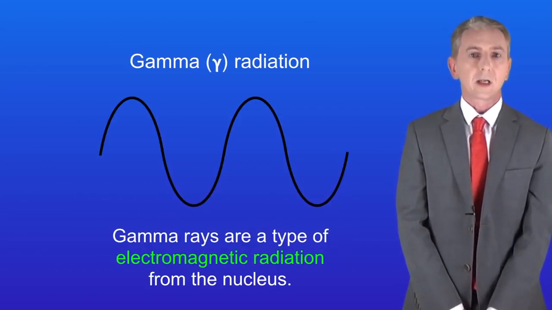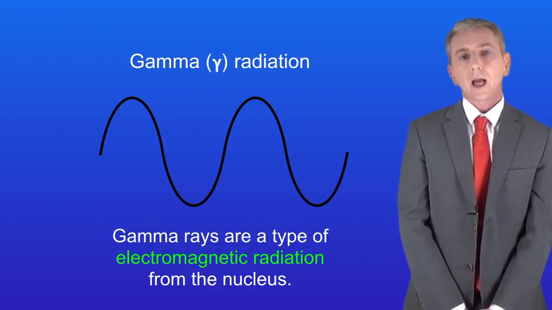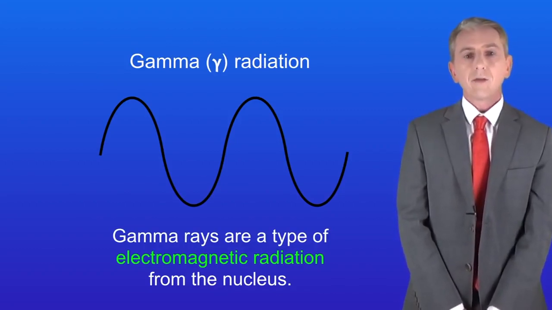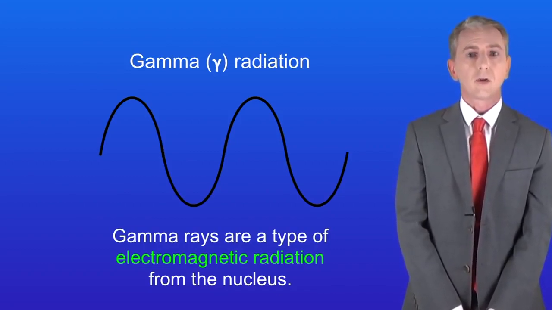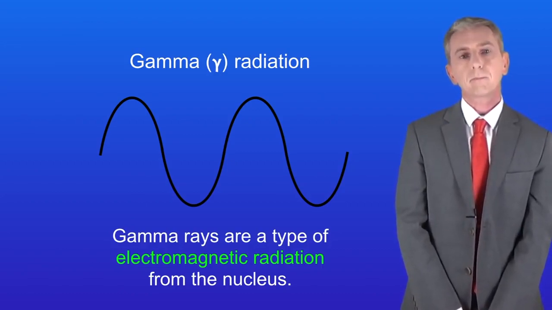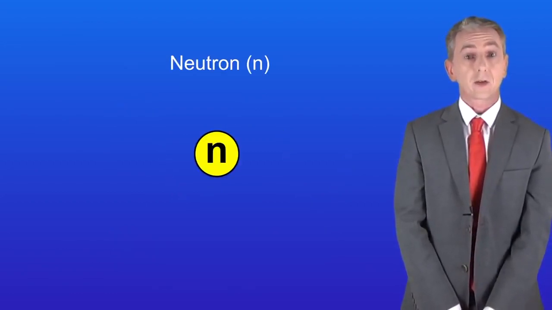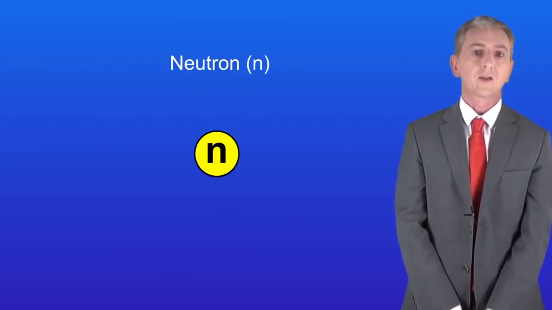Okay, the third type of radiation is called a gamma ray. Gamma rays are not particles. They're a type of electromagnetic radiation from the nucleus. Finally, the fourth type of radiation that's sometimes given out by an unstable nucleus is a neutron.